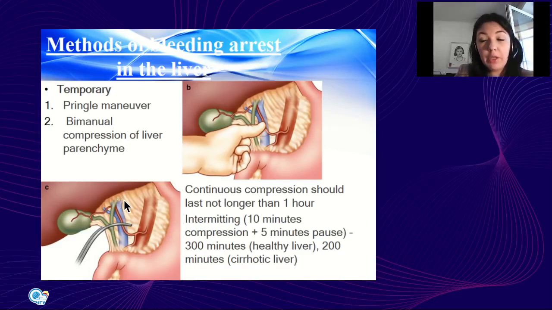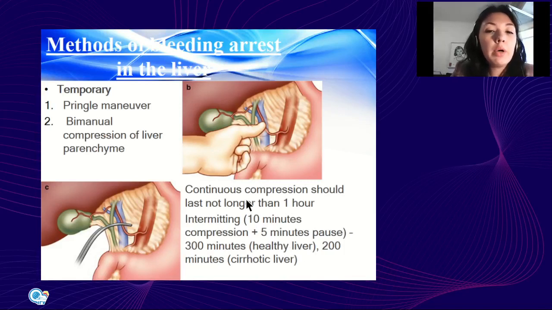And as these are nearly the only sources of blood supply, bleeding will stop. But certainly it cannot last long. It can last long, but it cannot last eternally. So there are some limitations. Continuous compression should last not longer than 1 hour. You can apply this clamp, but after 1 hour of surgery, you should remember that you should take it off for at least a short time, yes.